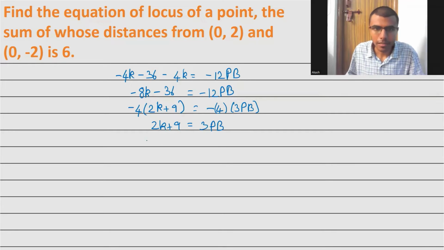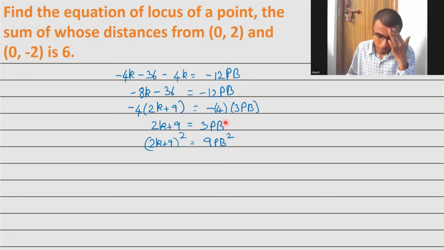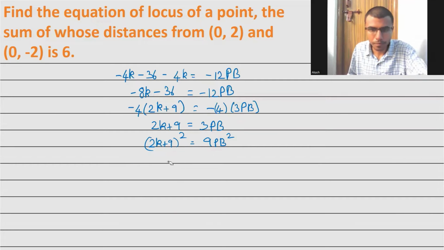Now let's square again. So (2k plus 9) whole square is equal to 9PB square, which is (3PB) whole square. (ab) whole power m is a power m into b power m, so it is 3 square into PB square. It's 9PB square. Let's expand. I'll show the expansion clearly.